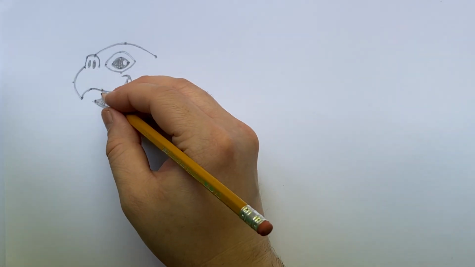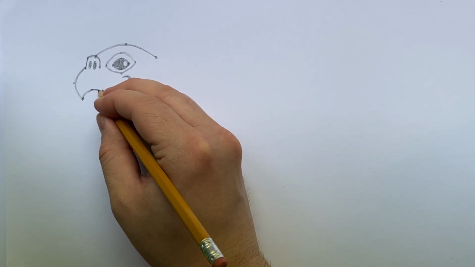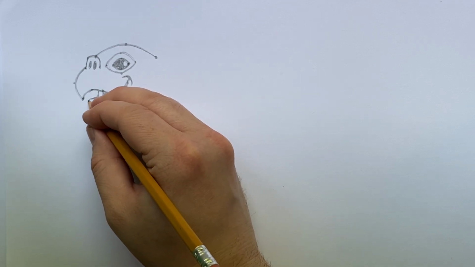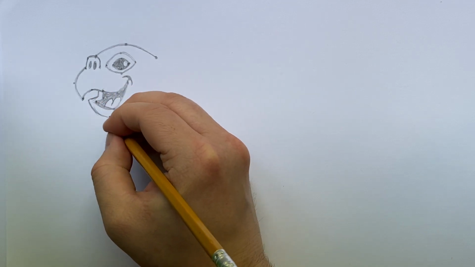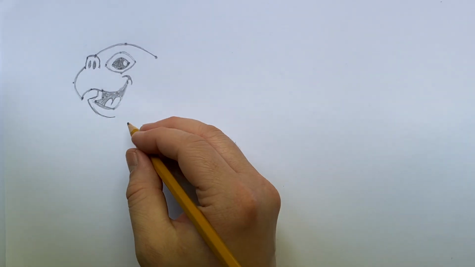Nice. All right, so now we're going to complete the lower jaw. And to do that, we're going to just mirror the line that we just drew for the outside of the mouth, and then take it down just like that, giving that little bit of the lower jaw there. So that looks pretty good.